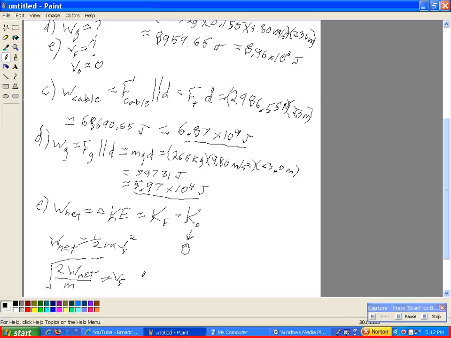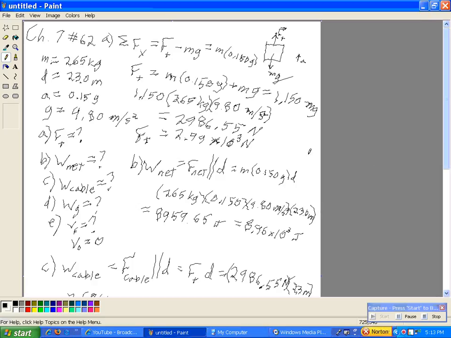Okay, so plug in the numbers, and we found the net work before. However, keep in mind that we don't want to use the final answer we got, the significant figures. We want to use the answer that was more specific. So here we use the significant figures. We don't want to use that. We want to use this, 8959.65.